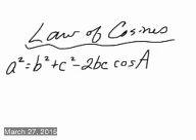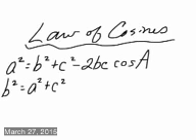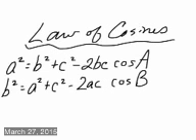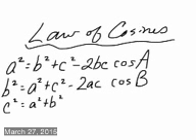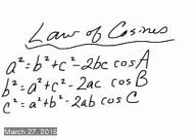The second scenario deals with finding B. That would be b squared equals a squared plus c squared minus 2ac times the cosine of big B. In the last scenario, c squared is going to equal a squared plus b squared minus 2ab times the cosine of big C.